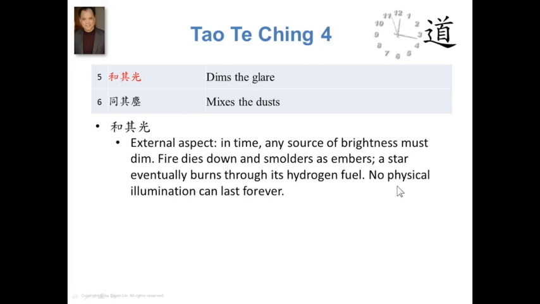So the bottom line is that no physical source of illumination can last forever. It's gonna burn out. That's a certainty. That's the Tao process at work. So in eternity, everything will go out.